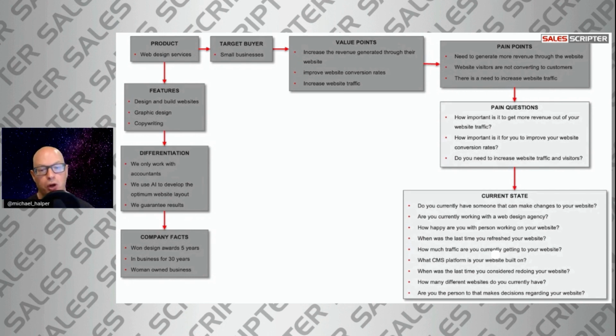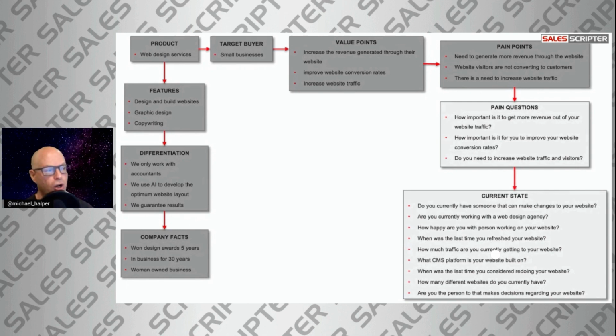Another example of current state questions would be, if you sold cars, this would be asking, do you have a car today? What year is it? What make and model? Is it meeting your needs? How well is it running? How often do you currently replace your vehicles? So you're trying to identify what's going on there.